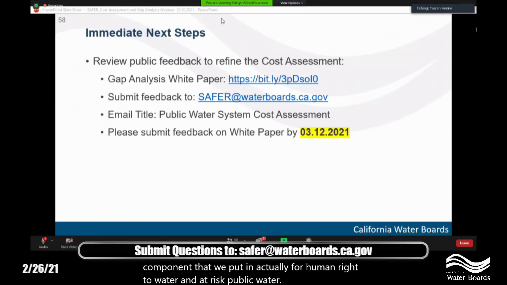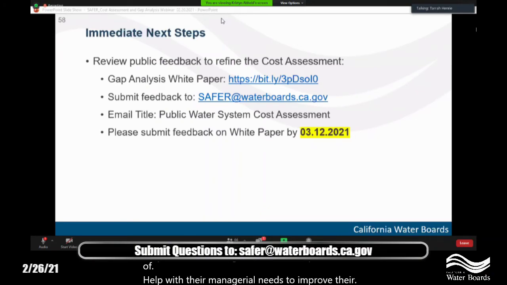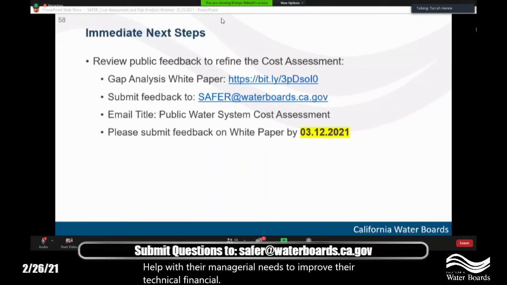So the assumption there was about $12,000 a year for 5 years, so a total of $60,000 of money to help with their managerial needs and improve their technical financial acumen so that they're ready to stay in compliance, hopefully. I don't know if Michelle wants to add on. She was really crucial in developing those pieces.